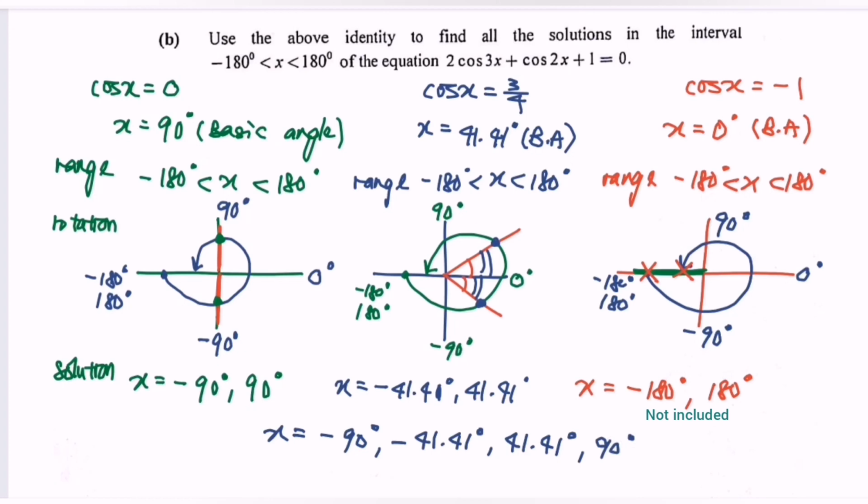And do remember, by referring to the range, ignore this part because it's not in the range. So finally, that is our final answer for these questions.